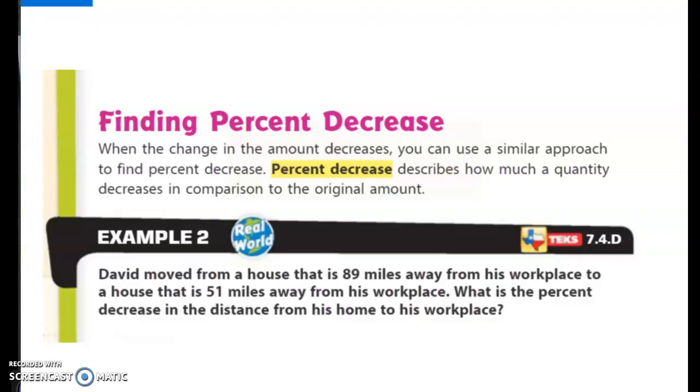Now, in this example, percent increase, as we know, was where we go up. Percent decrease, of course, is where a quantity goes down. So David moved from a house that is 89 miles away from his workplace to a house that is only 51 miles away from his workplace. What is the percent decrease in the distance from his home to his workplace? Again, why would anybody work that far away from your house? I don't know, but let's figure out what his percent of change would be.